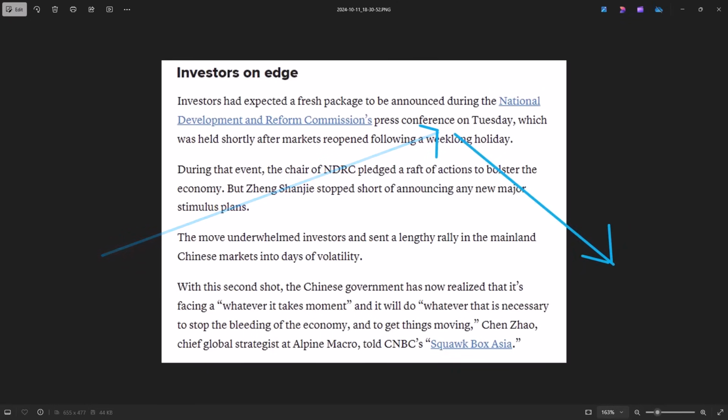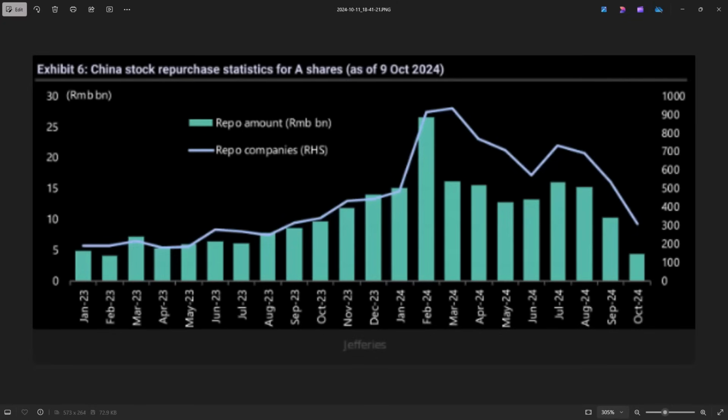So this is a really important meeting this weekend, and I would watch the China names on Monday. Now, one of the things they're trying to do in China is focus on buying stock back because companies just stopped doing it. But take a look at this.